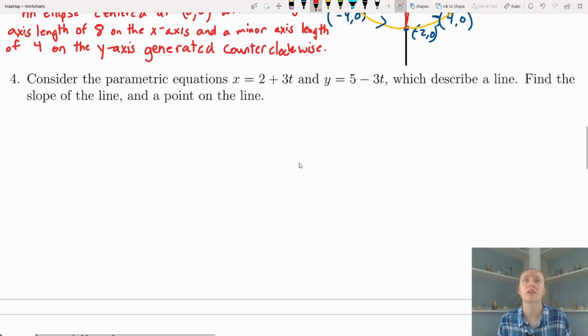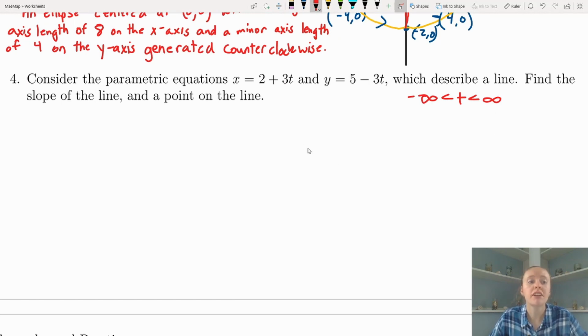So our last quick review example, we're going to consider the parametric equations x equals 2 plus 3t and y equals 5 minus 3t, which describe a line. And because it's a line, not a line segment, our t goes from negative infinity to infinity. So we're going to find the slope, and we're going to find a point on the line.